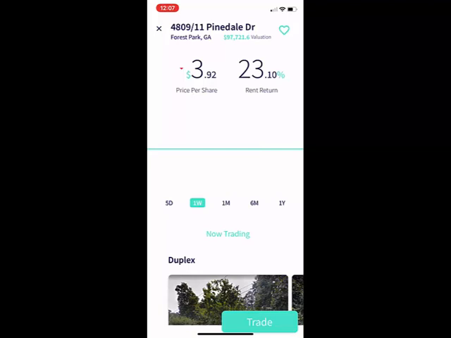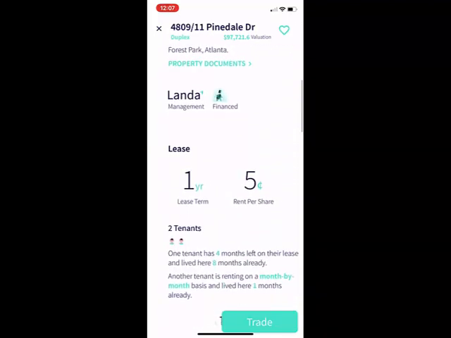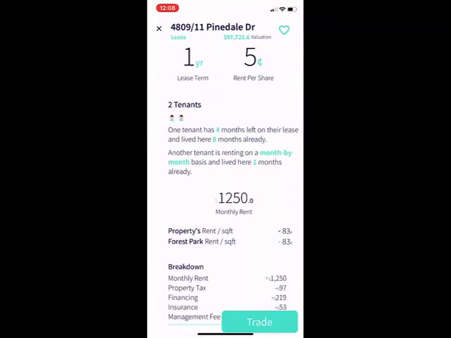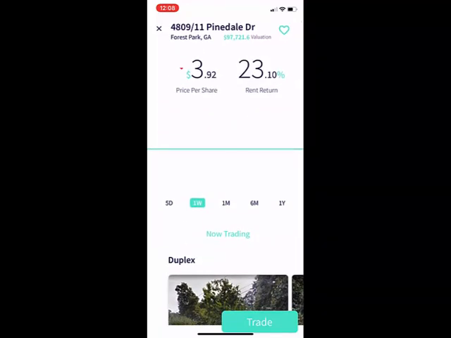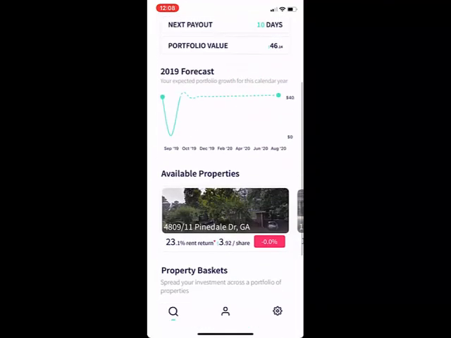And that is probably because of the fact that this is a duplex and one of the tenants is on a month-to-month basis and has lived there for 1 month. So people are worried that they might not get their full rent if this tenant decides to leave because they don't have much of a history at this property. So just something to be aware of when you're evaluating which properties you want to invest in.